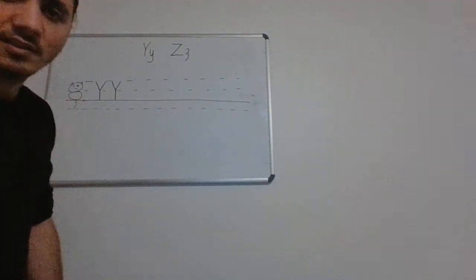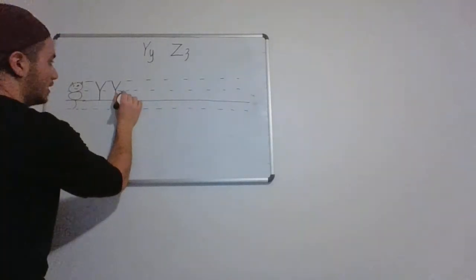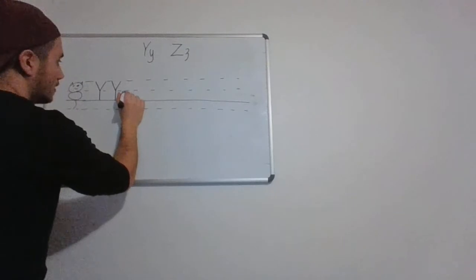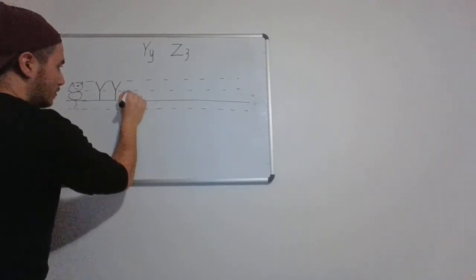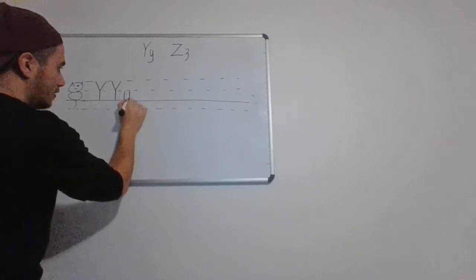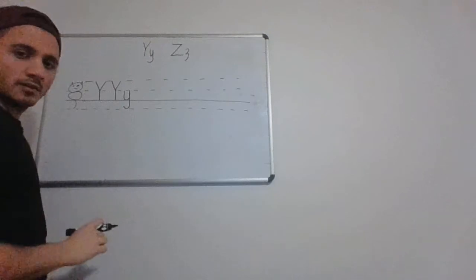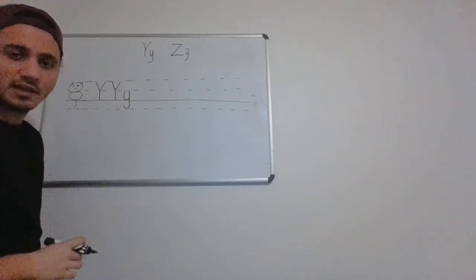The lowercase y should start at this line here, so it should fit in the body, but then it's got a tail. So watch this. Let's start it from here, and it sits nicely, almost like a U, but then we go straight down and sit the tail on the tail line. The tail shouldn't end up down here or very small like that. It should sit nicely on the tail line like that.